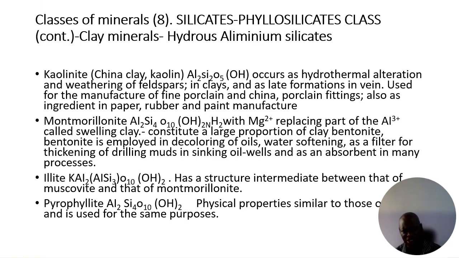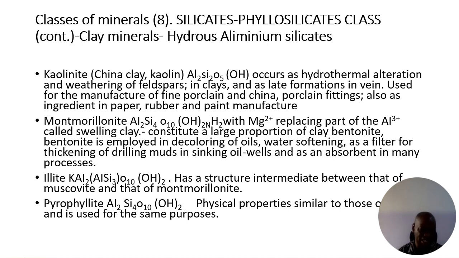Then we have the phyllosilicate class, which are the clay minerals, hydroaluminum silicates. Here we have kaolin, which occurs in hydrothermal alteration and weathering of feldspar, in clay and its late formations in veins. It is used for the manufacture of fine china, concrete, also as an ingredient in paper, rubber, and pen manufacture.